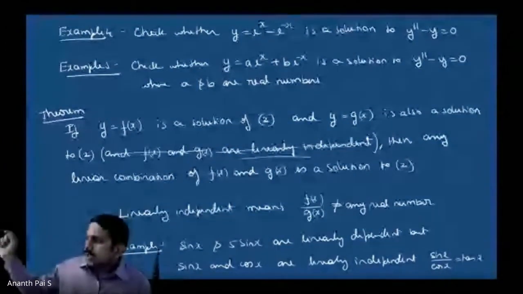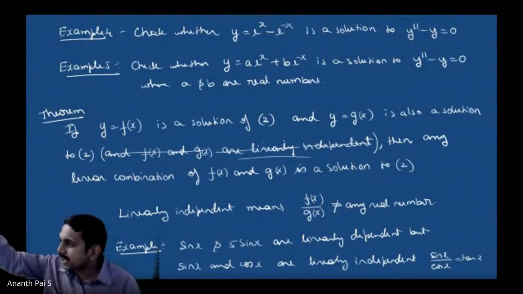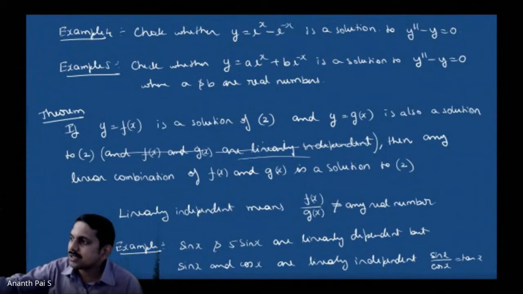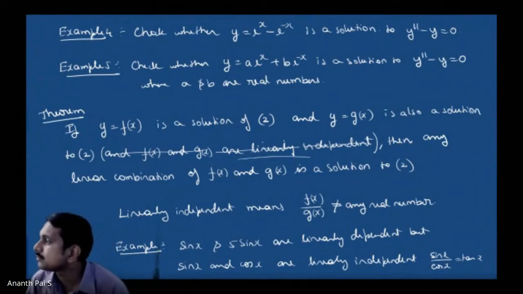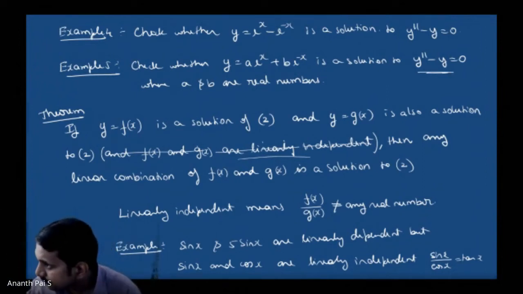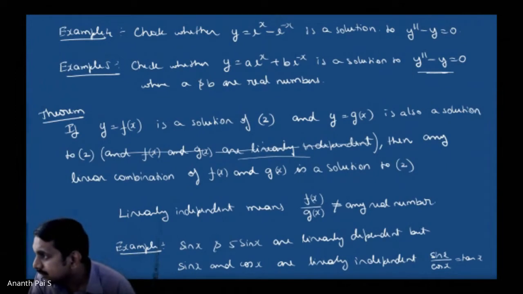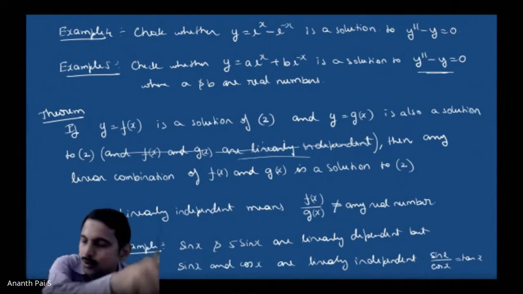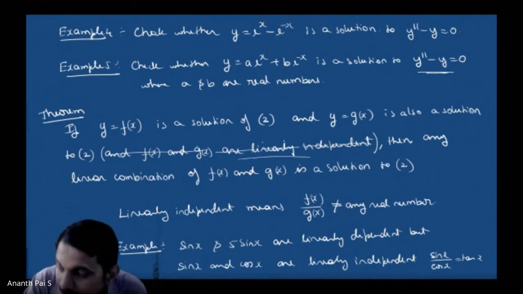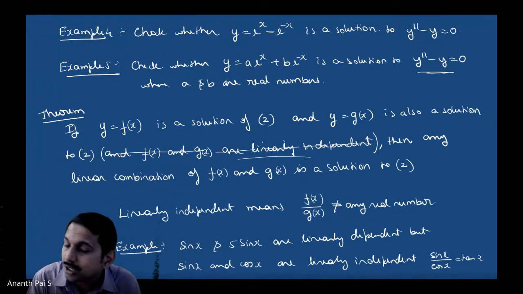For example, e power x and 5 e power x, these two are not linearly independent, but e power x plus 5 e power x is also a solution. You can see that for this equation, e power x is a solution, 5 e power x is a solution, e power x and 5 e power x are linearly dependent, but e power x plus 5 e power x is a solution to that equation. So for a linear combination of two functions to be a solution, it need not be linearly independent. I hope you get the point.